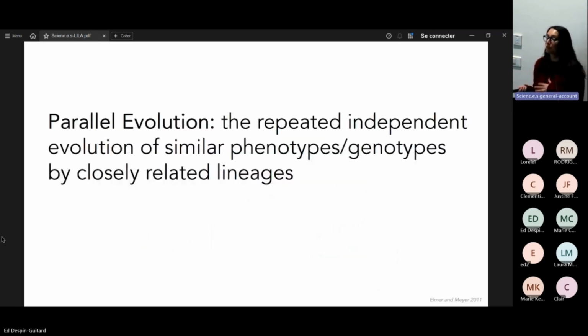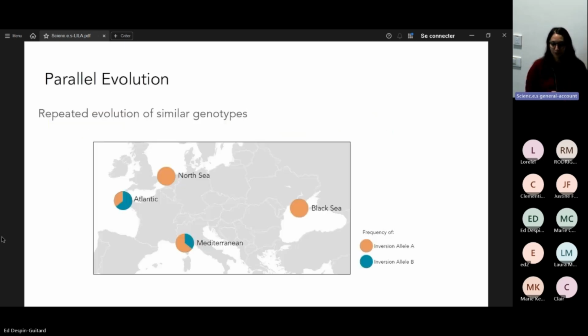And now I'm going to tell you briefly about parallel evolution, which is the repeated independent evolution of similar phenotypes or genotypes by closely related lineages. And so, as we'd seen previously in the principal component analysis, we saw this sort of strange link between the North Sea and the Black Sea for the European flat oyster. But we also see this popping up when we look at the inversion allele frequencies.